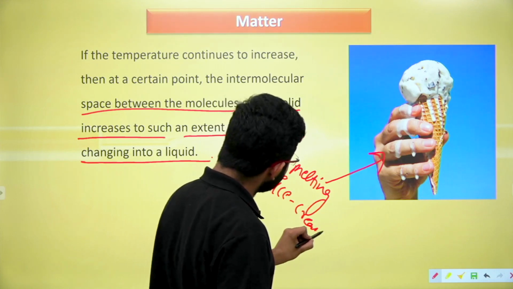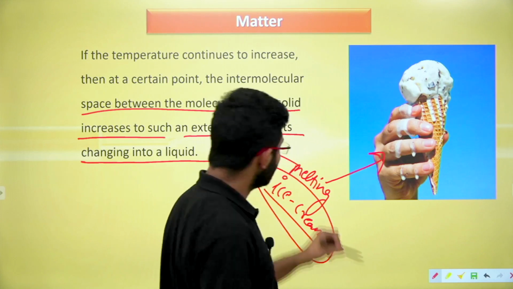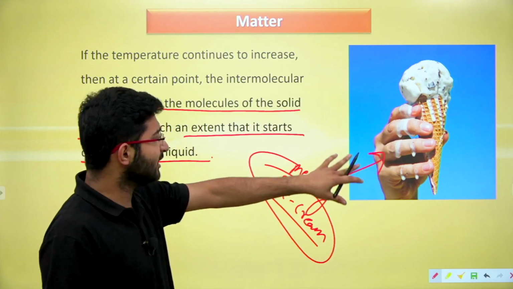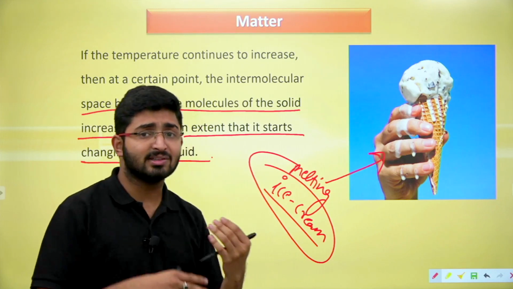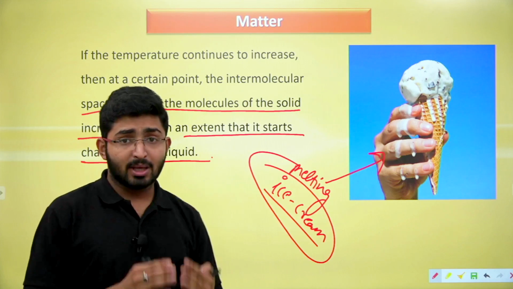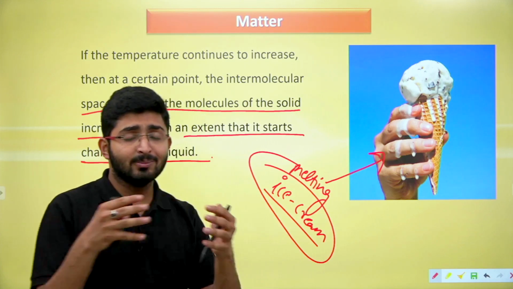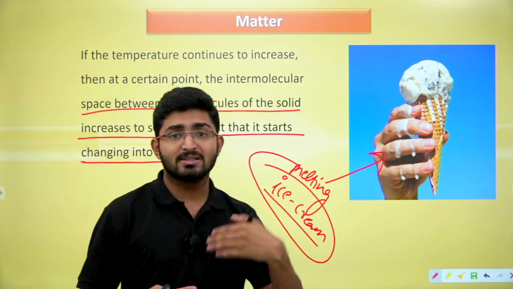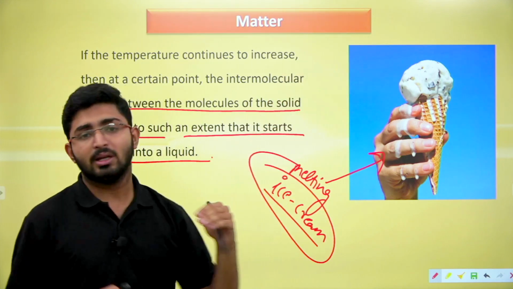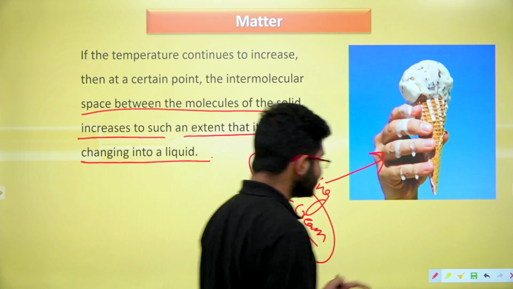You have already seen the diagram of the picture of the ice cube. Also you have seen this practically, that when we raise the temperature of the ice cream, it starts melting. What is happening is that the intermolecular space between the molecules is maximized and thus it changes itself from the solid to the liquid state, right? I hope this is clear to you.